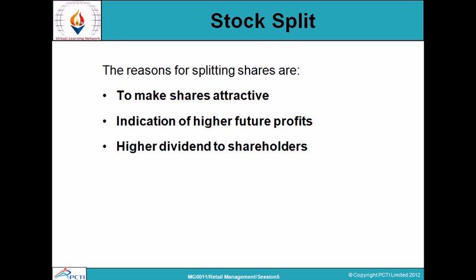And why does the company do the stock splitting? There are certain reasons, and the reasons for the splitting of shares are, first, to make shares attractive. They want to make their shares attractive. The prime reason for effecting the stock split is to reduce the market price of the share to make it more attractive to the investor, so that the investor can invest more amount in the company. Second is indication of higher future profit. That is, they want to indicate that in future we will always make a higher profit. And the third is higher dividend to the shareholder. They want to declare higher dividend to the shareholders.